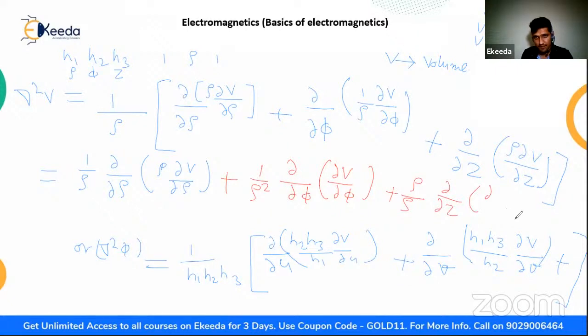Okay. So from that, you can simply determine our solution. 1 upon rho, del upon del rho, rho del v upon del rho, 1 upon rho square, del upon del phi. This will be simply double differentiation, del square v upon del phi square, and this will cancel out. Okay. Let me cancel it. This will cancel out. Okay. And then this will be again double differentiation, del square v upon del z square. Okay. So coming to our question, what will be the answer?